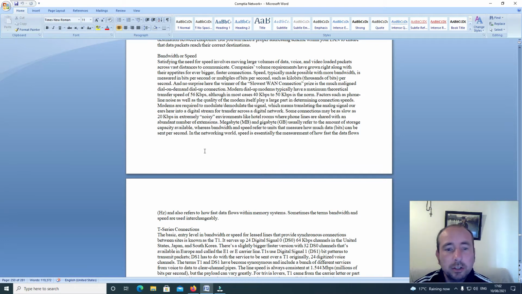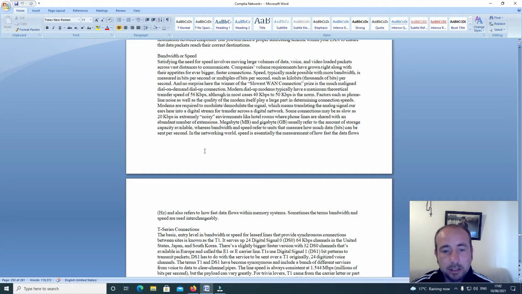Modems are required to demodulate the signal, which means translating the analog signal our ears hear into a digital stream to transfer across a digital network. Some connections may be as slow as 20 kilobits per second, which is in extremely noisy environments like hotel rooms where phone lines are shared with an abundant number of extensions.